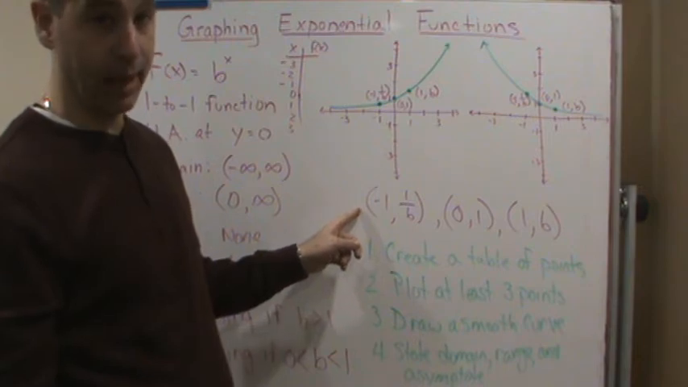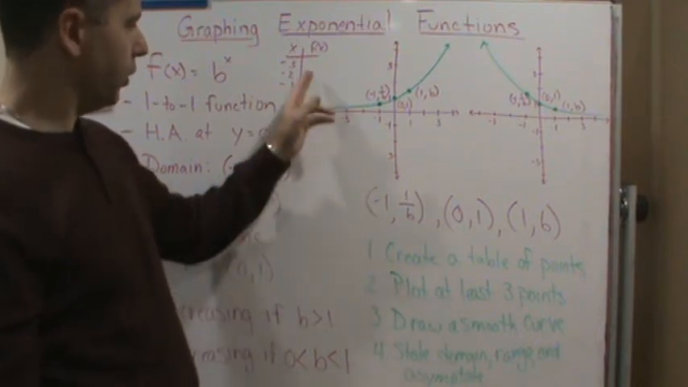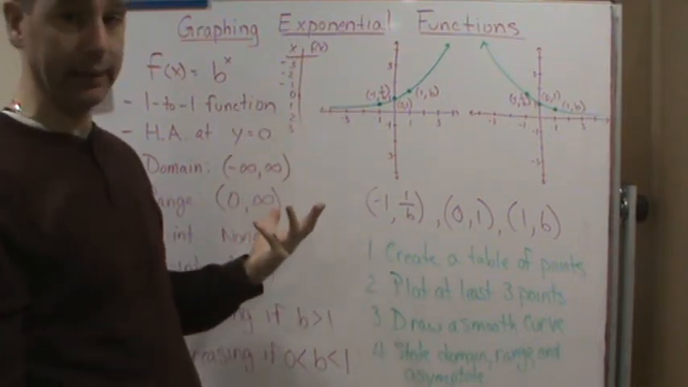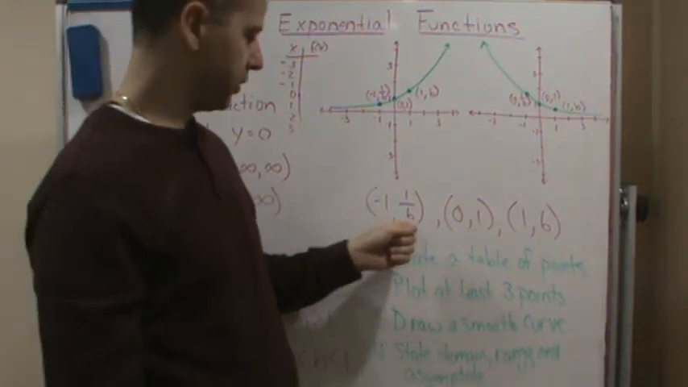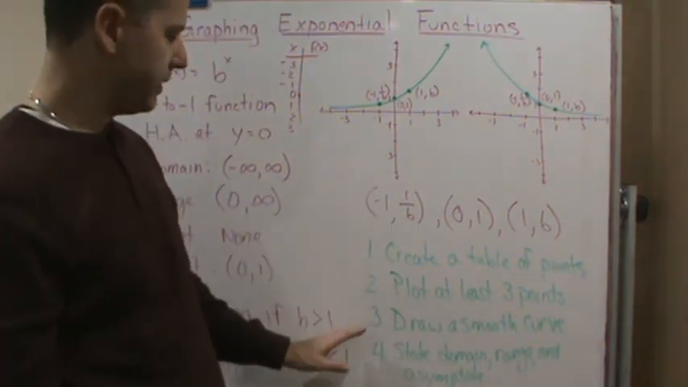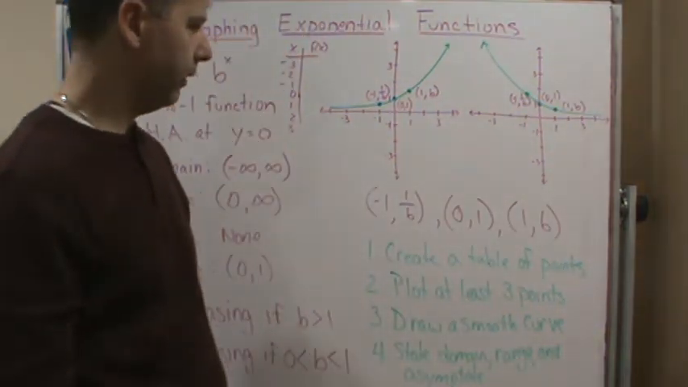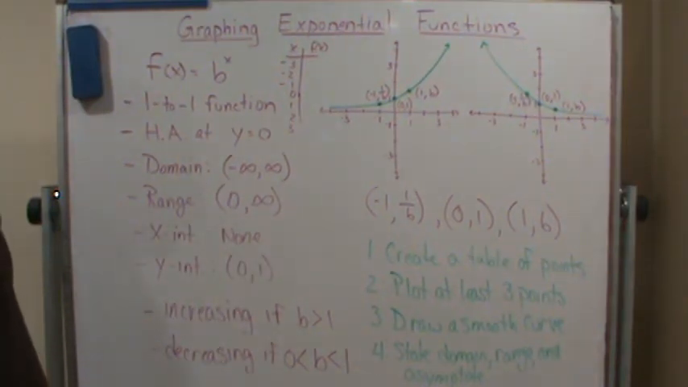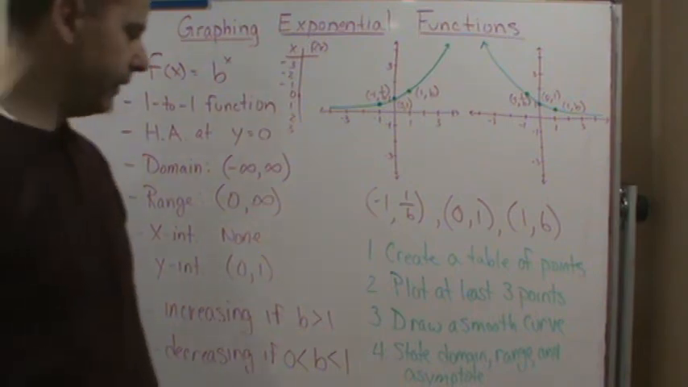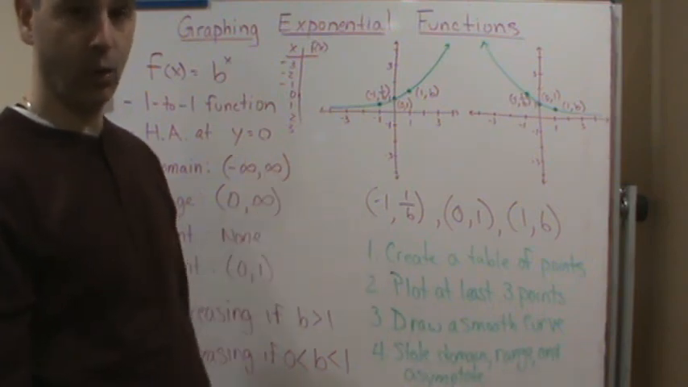These are the 3 points I would plot because these are easy. But you're going to take these lists and pick 3 points to plot. I typically just plot these 3 points. Once you plot these 3 points, then you just draw a nice smooth curve through those 3 points, keeping in mind the characteristics, like the horizontal asymptote. And then, once you do that, state the domain, the range, and the horizontal asymptote.